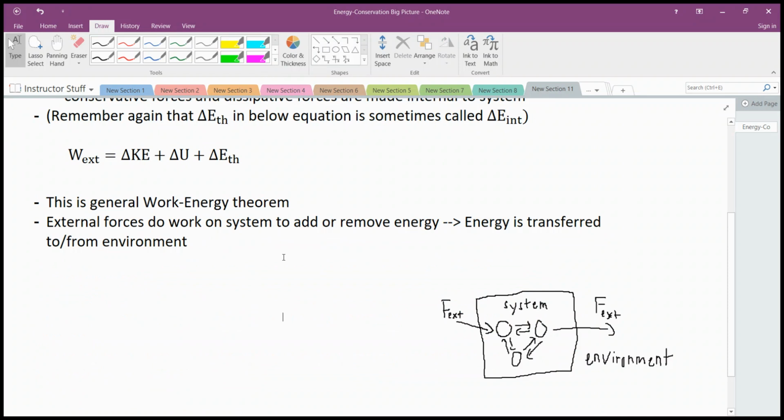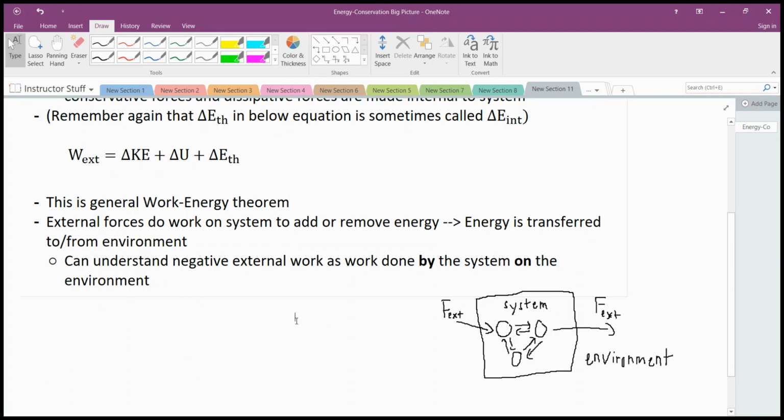Considering this picture then, in light of this generalized work energy theorem, the way you should think about it is the external forces are doing work on the system to change the energy of the system. So either to add or to remove energy from the system. A way to think about it then is that there is energy being transferred from the environment to the system by the external forces, or energy being taken away from the system and being pushed to the environment, or the environment is taking away energy from the system by doing work on the system.